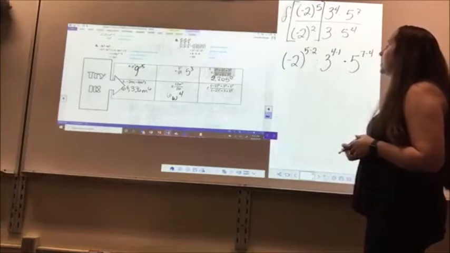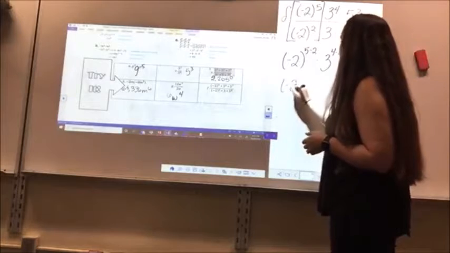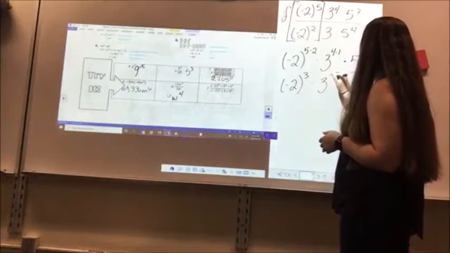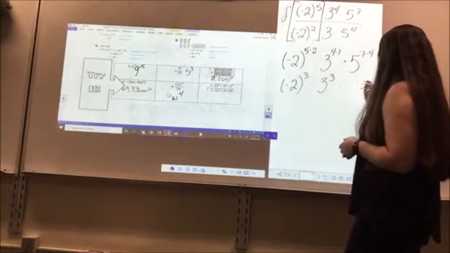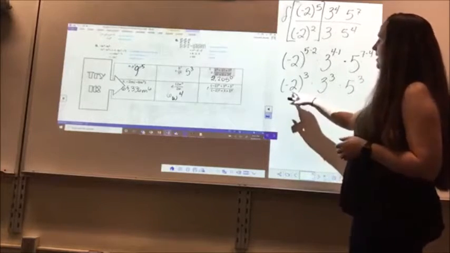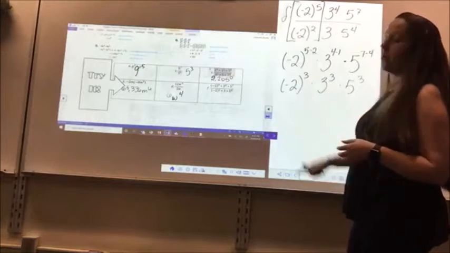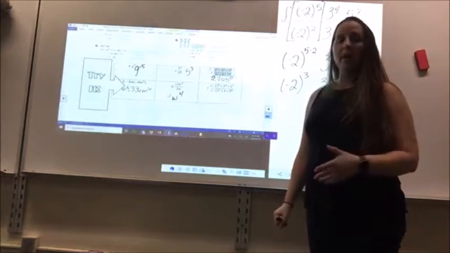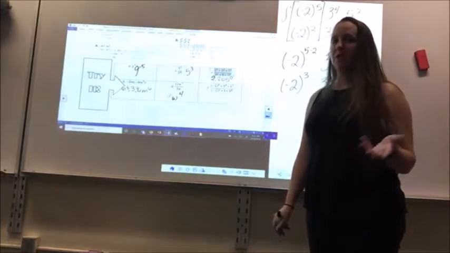Okay? Now I can simplify. 5 minus 2 gives me 3. 4 minus 1 gives me 3. And 7 minus 4 gives me 3. Negative 2 to the 3rd power. Negative 2 times negative 2 gives me positive 4. Positive 4 times negative 2 gives me a negative 8.